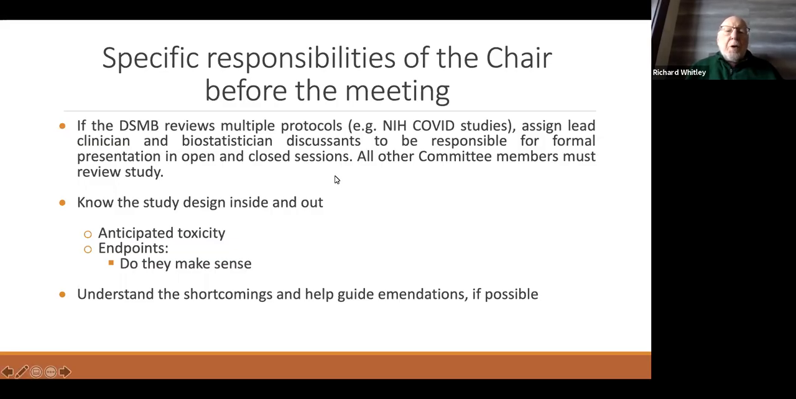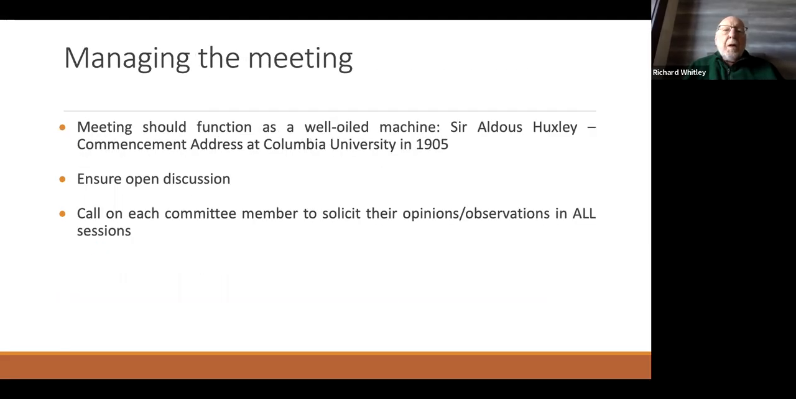The chair has to know the study inside and out and needs to understand the anticipated toxicity and endpoints, particularly do they make sense in the changing evolution of disease. Finally, the chair must understand the shortcomings of the clinical trial and help guide emendations if possible. And this is no small task. It requires a lot of time and attention to detail. Managing the meeting is another challenge.